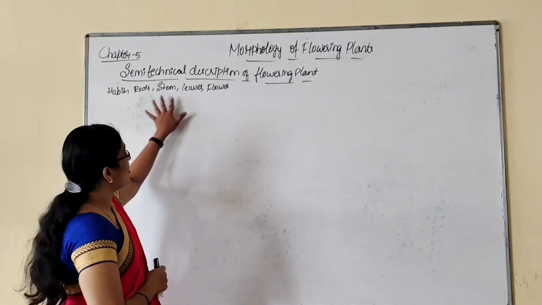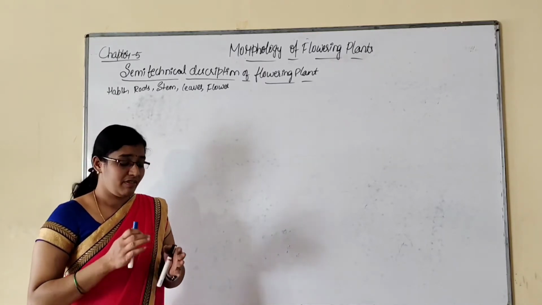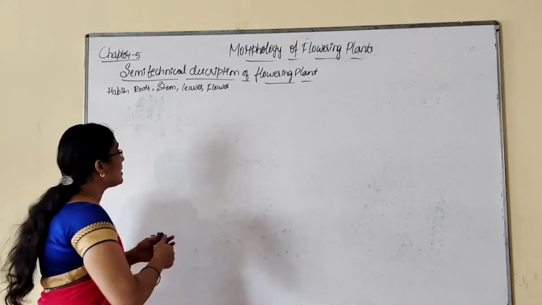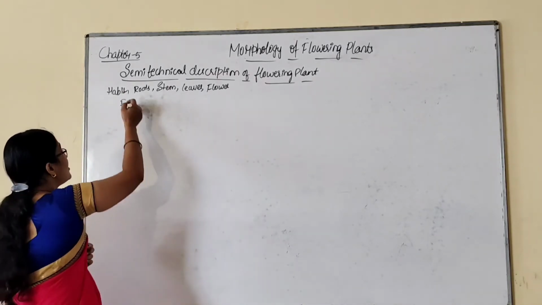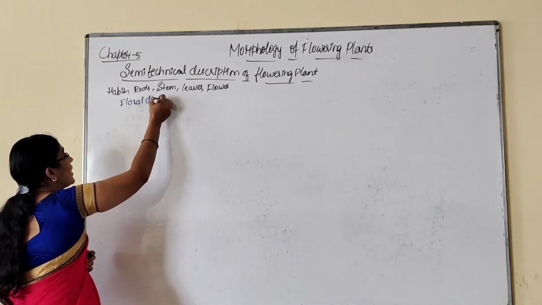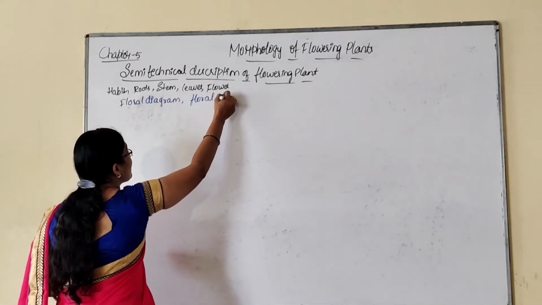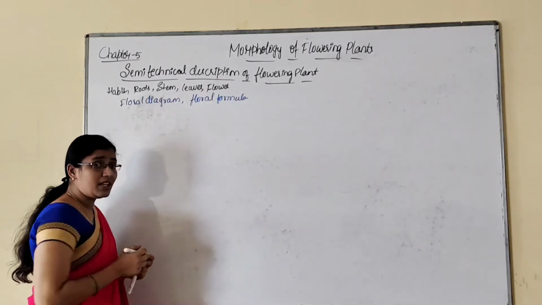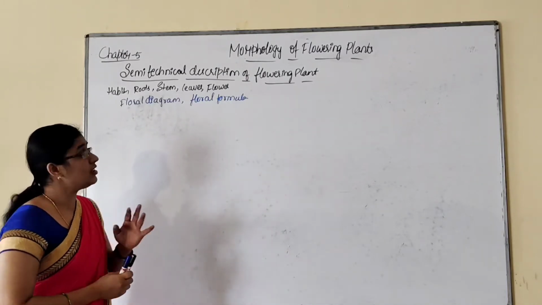So we are utilizing various morphological features. And also we will describe that flowering plant by drawing the floral diagram as well as floral formula. So here we will draw the floral diagram as well as the floral formula to describe that particular flowering plant. How, you will come to know in further classes.